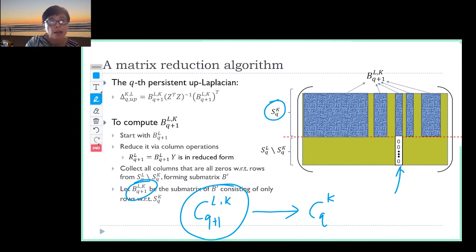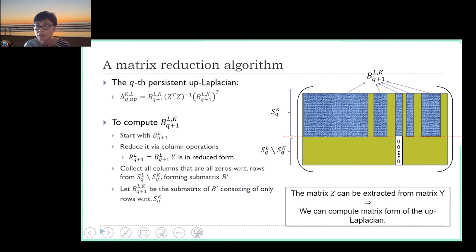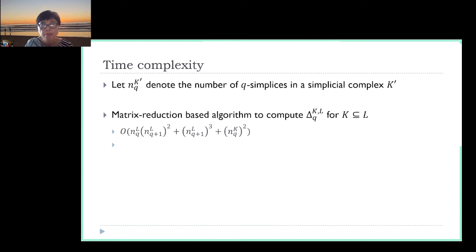Okay? And we also need the change of basis matrix, Z, but that can also be computed through this process, by taking the matrix that you multiplied when you do the reduction. Okay, so this gives us the new boundary matrix, and this gives us the change of basis. This in turn gives us the way to compute the persistent Laplacian. Okay, the time complexity for this approach is essentially very similar to the persistence algorithm, but only for a pair of spaces instead of a sequence of spaces. Okay, so the time complexity can be written in this form.